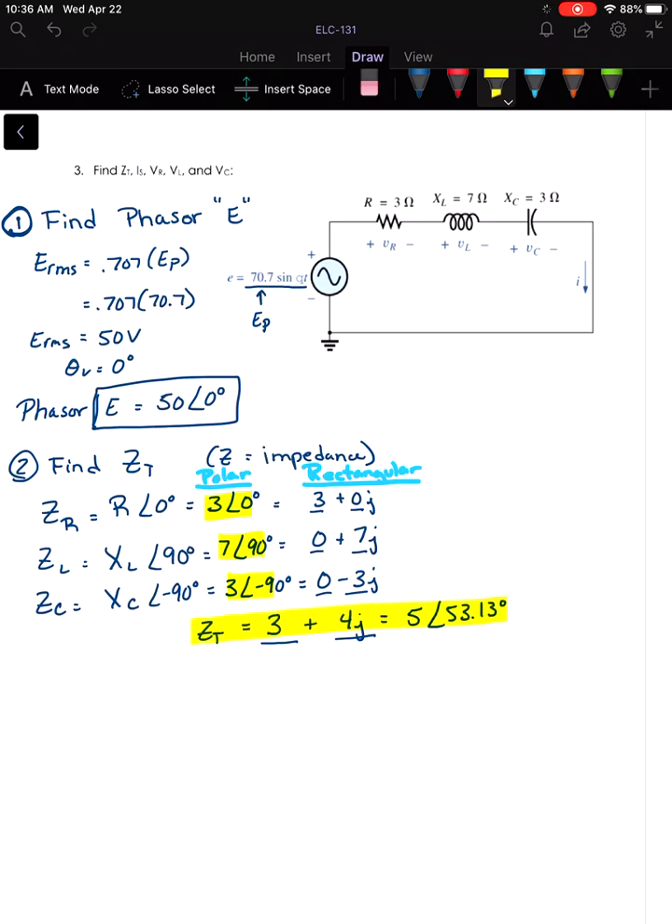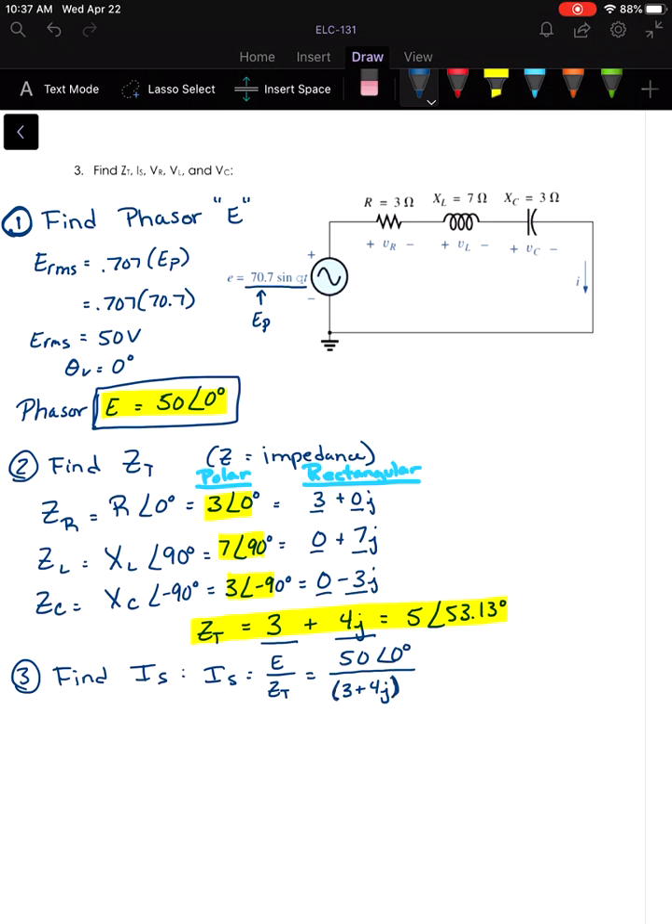Now we're ready to use this information to find our source current. So far we have found our phasor voltage and our ZT, and the reason we do that is so that we can find our source current I sub S, because I sub S is going to equal E divided by that total impedance. So we've got our 50 volts at 0 degrees. Now, it might be easier for you to plug into your calculator the 3 plus 4j. If you prefer to do that, that's fine. There's nothing wrong with doing that.